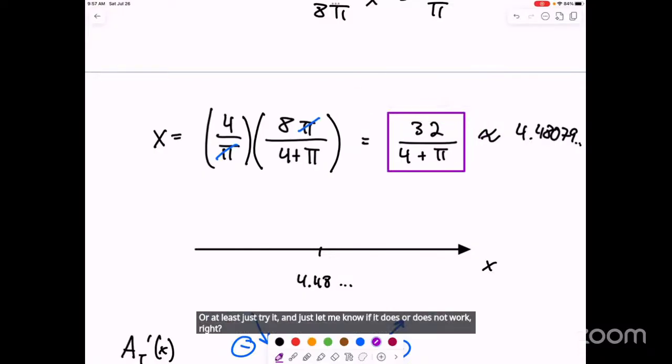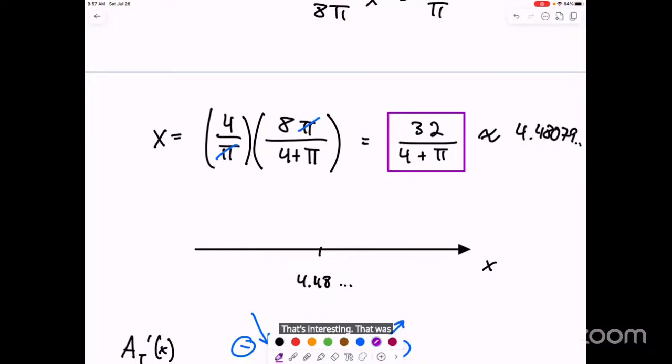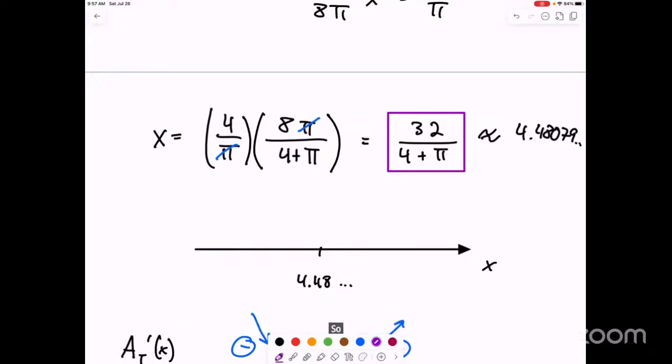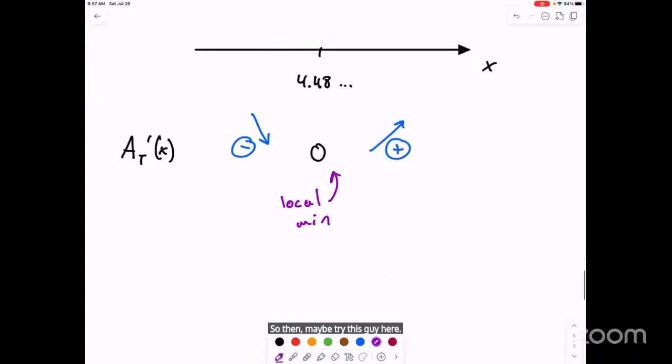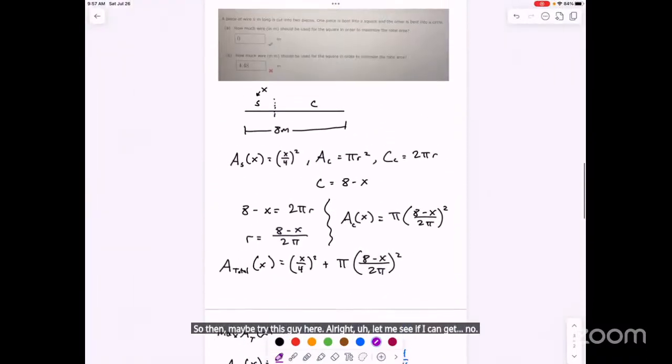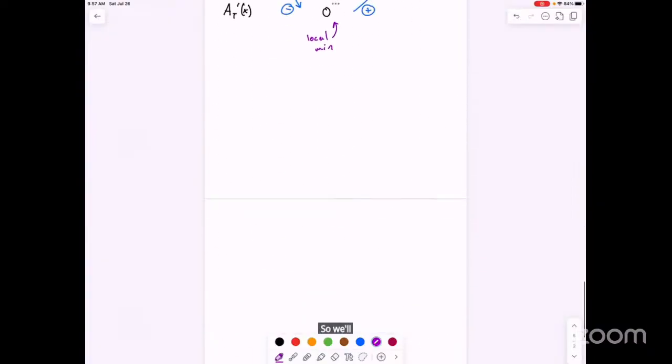Right? That's interesting. That was fun. Okay, so I got the same result. I got the 4.48 like you did, but I think they wanted an exact result. So then maybe try this guy here. Let me see if I can get. No, that one was a little bit extensive. So we'll just go with this result that we have.